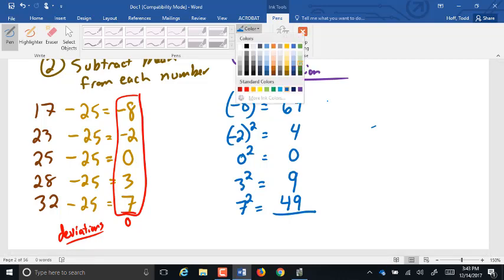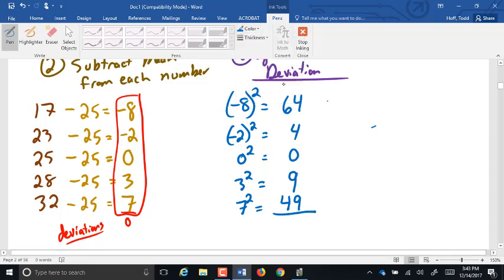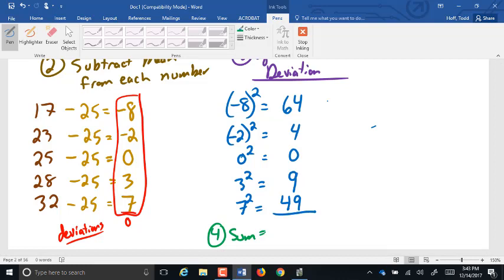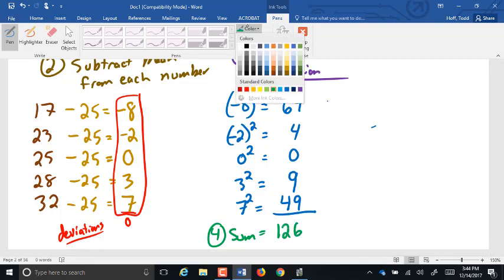Step 4. Those were called the squared deviations. So step 4 is to find the sum of the squared deviations. We add those all up. We have 68, 77, 86, 126 it looks like, is my sum.